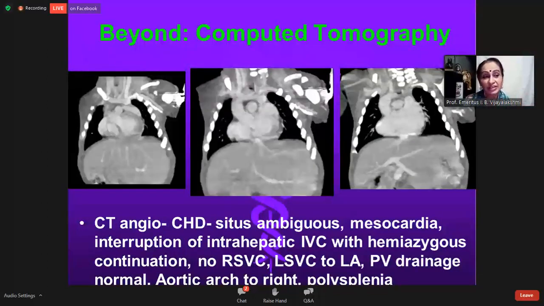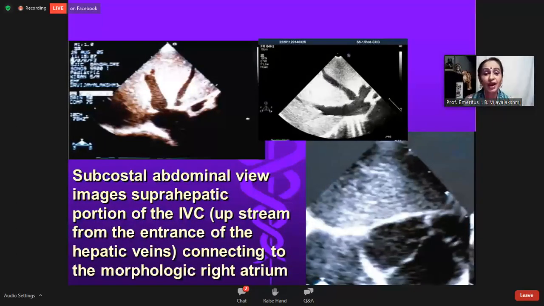So in such cases, you have to go beyond, and computed tomography can tell you. This is the CT angio in the situs ambiguous, mesocardia, interruption of the intrahepatic IVC with hemiazygous system, and the RSVC and the LSVC both draining into LA, and also with the polysplenia, and all these things can be made out in the CT. So we have to go beyond the echocardiography.